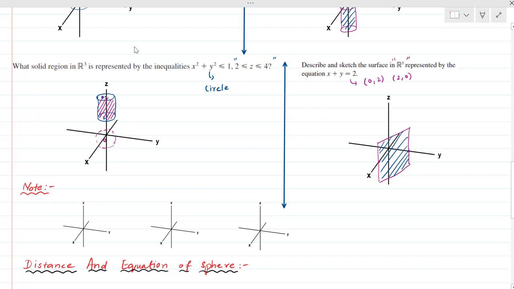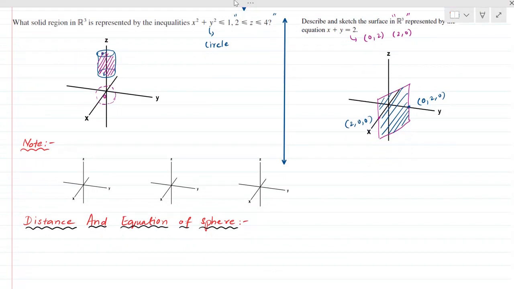And what is this point? This point is (0, 2, 0). And this point is (2, 0, 0). So this is the plane. How will you draw the points?